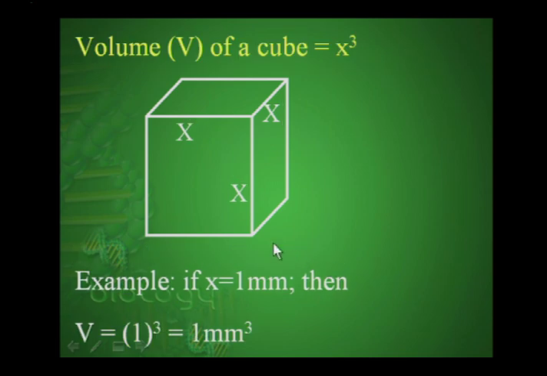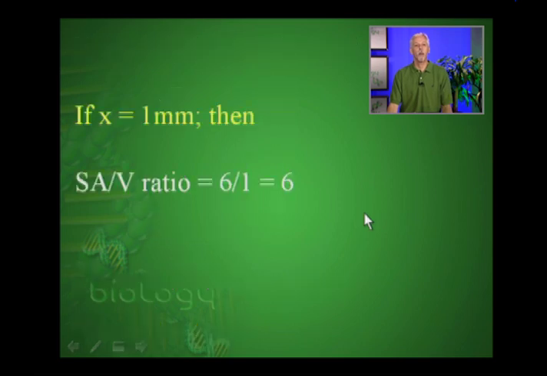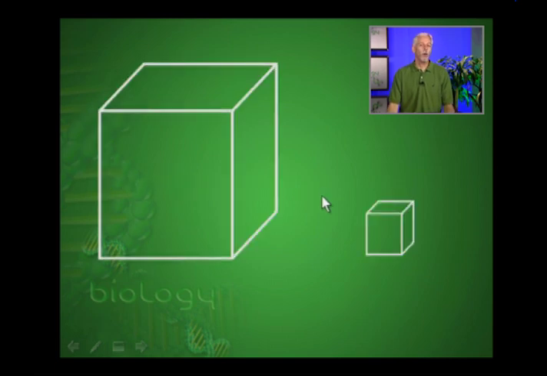Now let's compare that with volume. In volume we would multiply the height times the width times the depth. And in this case, if they're all equal to 1, so let's assume a cube of 1 millimeter again, we would get a volume of 1 times 1 times 1, which would be 1 millimeter cubed. So now if we look at the ratio of surface area to volume for a 1 millimeter cube, that ratio would be 6 to 1, or a total of 6. Now, let's compare that to a larger cube.